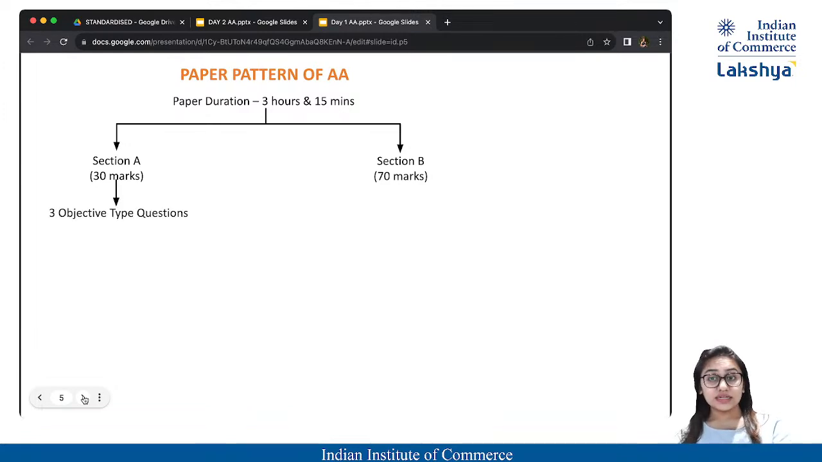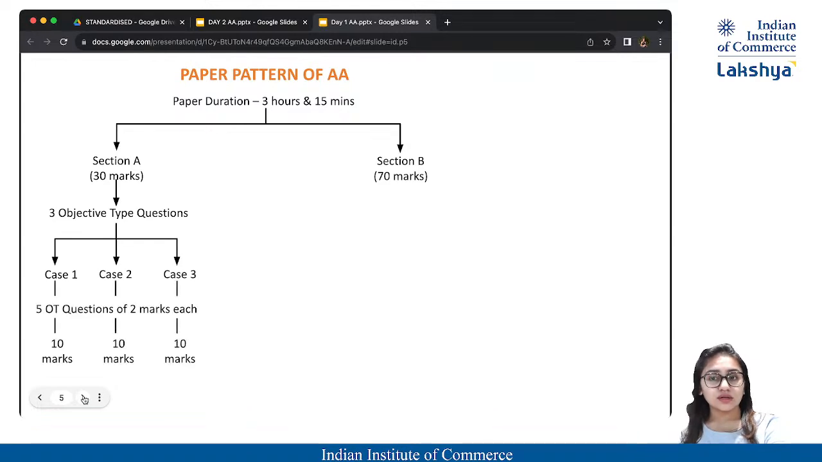Section A has 3 objective type questions. But what is the division of these 3 objective type questions? Section A has 3 objective type questions, case 1, case 2 and case 3. Each case is going to be of 10 marks. So case 1 is of 10 marks, case 2 is of 10 marks and case 3 is of 10 marks.